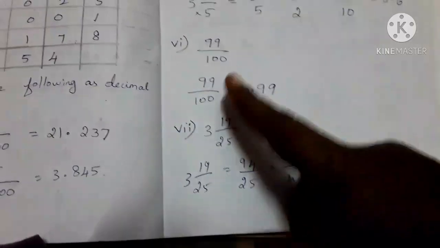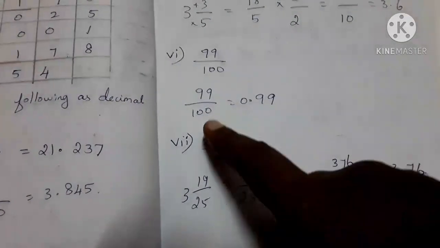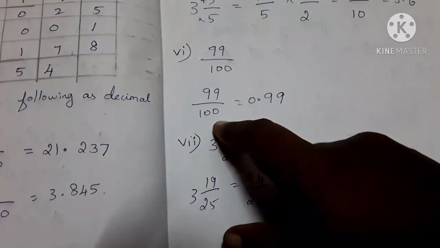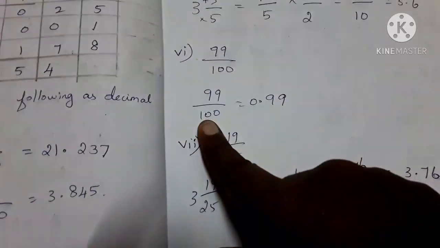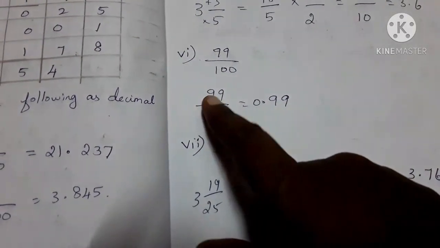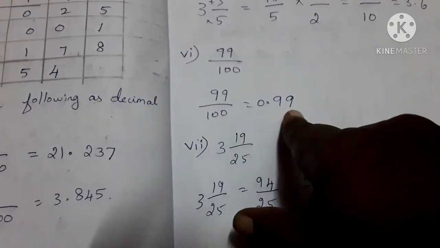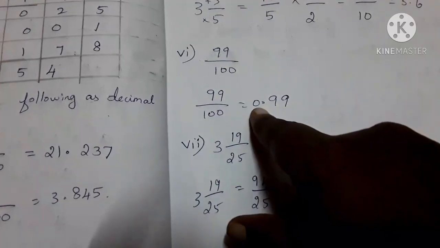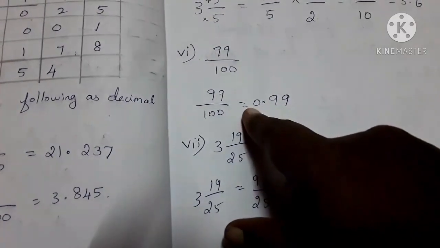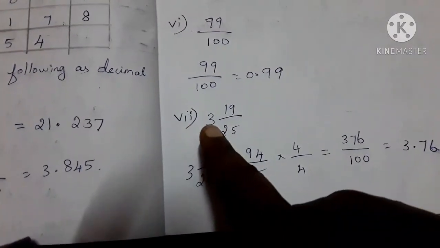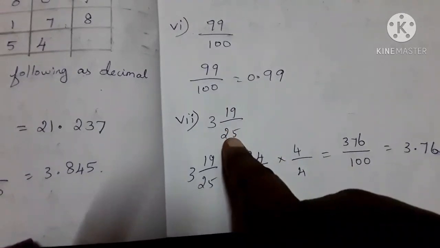Here you see 99 by 100. So in the denominator directly they are given multiples of 100. 100 is given, so if 100 is given, we have to put the decimal point before 2 digits. So 99 by 100, before 2 digits means it comes before 9. So 0.99. Okay.